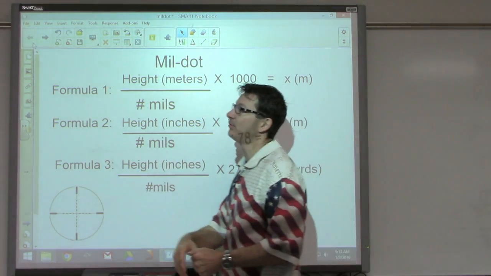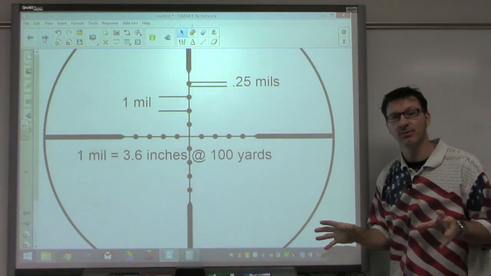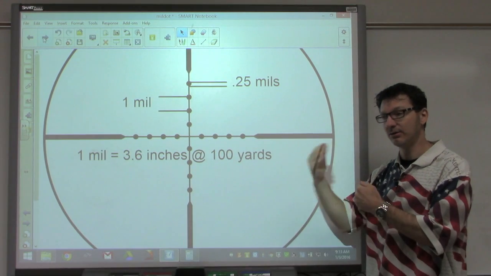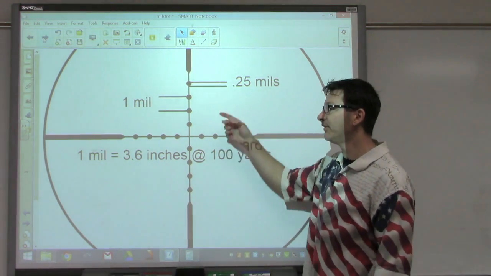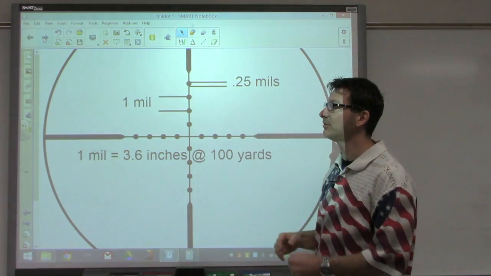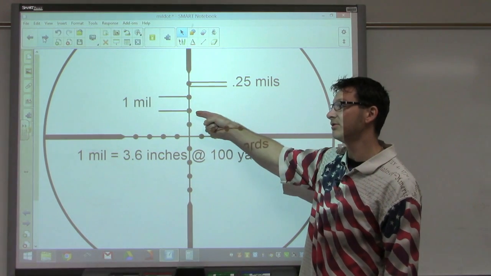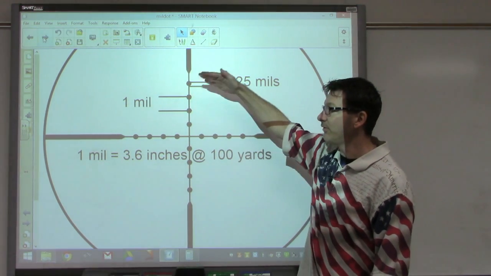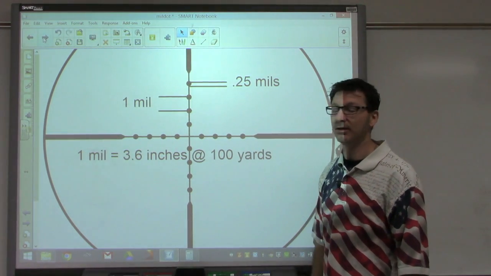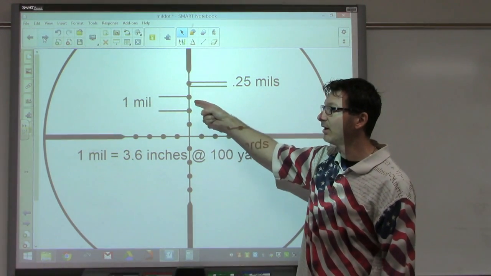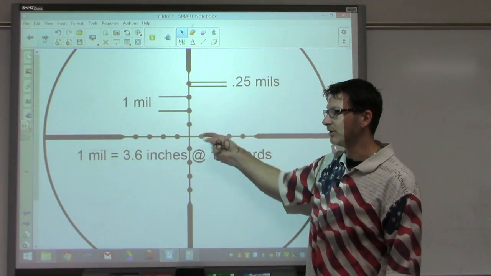So let's take a look at the actual mil-dot reticle. I'm not going to get into everything, I just want people to understand how to look through a scope and see 1 mil. 1 mil is defined as going from one dot to the next, but they have to be in the same location. If you're going from the middle of one dot, it has to go to the middle of the next dot. If you read from the top of one dot, it has to go to the top of the next dot. That's going to be 1 mil. And so on and so forth. The bottom of one dot to the bottom of the next dot.